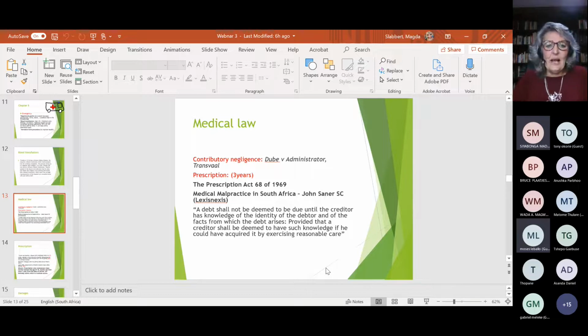Now we come to prescription. And there you have to look at the Prescription Act.